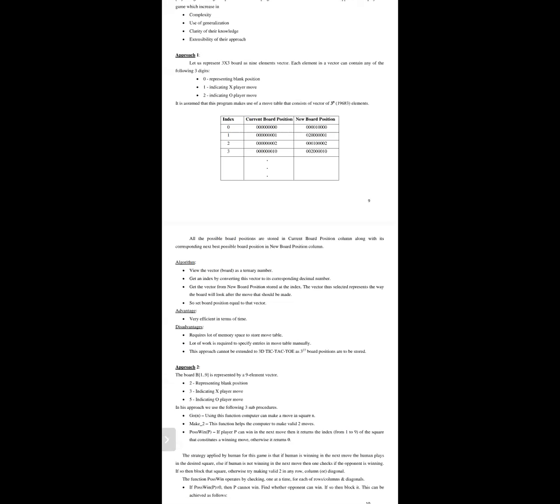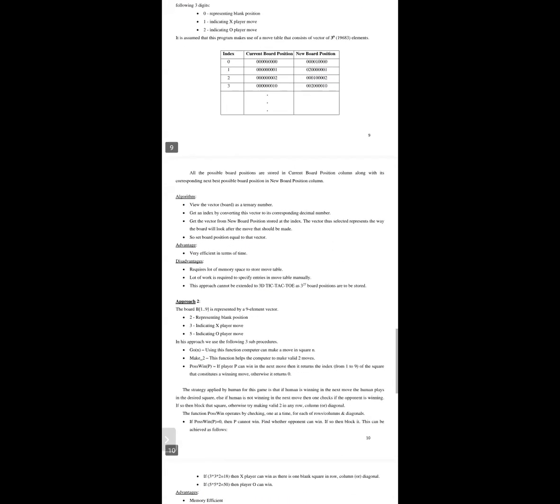Next, the advantage of this particular approach is that it is very efficient in terms of time. That means it takes less time to make the move. And the next disadvantage is that it requires a lot of memory space. That means every time the move is made, that should be stored in the database, so it takes a larger amount of memory. Next, a lot of work is required to specify entries in the move table manually. That means manually, every time, the entries are made and should be stored in the table.